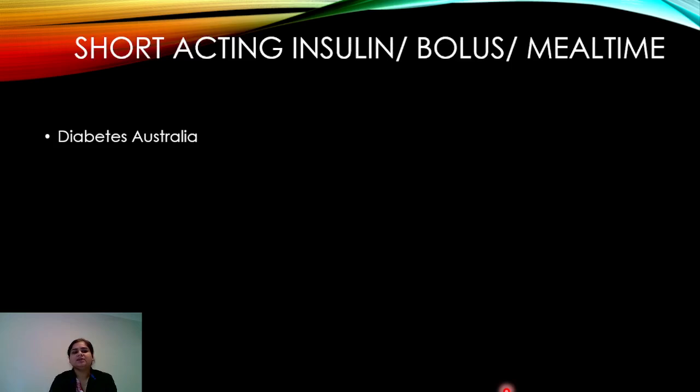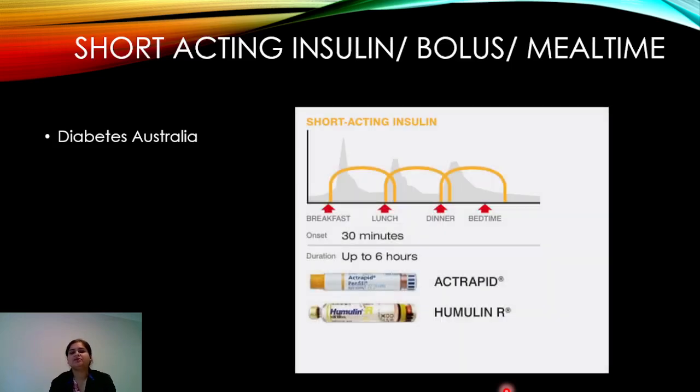Another one is Actrapid, Humulin R. These are also bolus insulin. They start acting really quickly, within 30 minutes, and their duration is also up to 6 hours, just like NovoRapid. So these are also given at meal times, as you can see in this diagram.